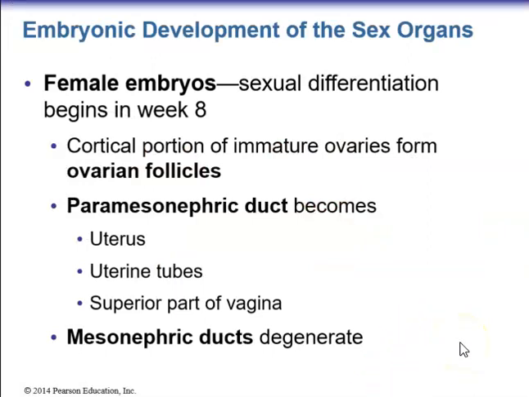So, sexual differentiation in female embryos will begin in week 8. The cortical portion of immature ovaries forms the ovarian follicles. The paramesonephric duct will continue with its development and become the uterus, the fallopian or uterine tubes, and the superior part of the vagina. And then we have degeneration of the mesonephric ducts.